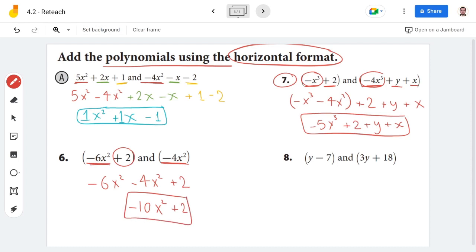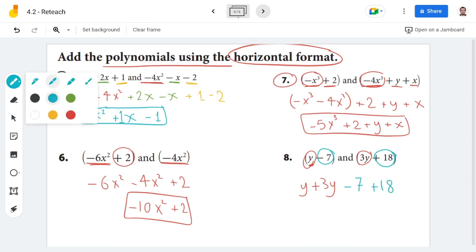Okay, the last one here, we have the degree of y. It's the same, the degree of 3y. So now y plus 3y. And we have here negative 7 with 18. So now we can just simplify. y plus 3y equals 4y, and negative 7 plus 18 is plus 11.